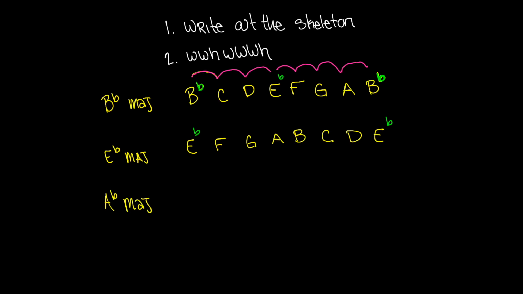My second rule is I need to make sure that it adheres strictly to whole, whole, half. Let's see. So is E flat to F, is that a whole step? Yes, it is. Is F to G a whole step? Yes, it is. Is G to A a half step? No, it is not. And so we're going to put a flat right there on A. All right, let's keep moving on.